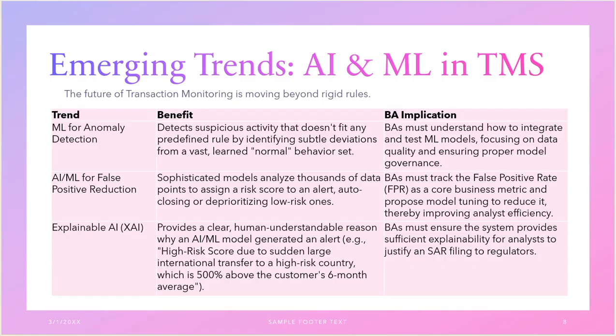So, explain the AI: how will the AI work? In that case, we will provide clear, human-understandable reasons why the AI generated an alert, such as high risk for due diligence, a sudden large international transfer to high-risk countries, which is more than 500% of the customer's usual behavior. We understand such patterns using AML techniques, and the BA must ensure the system provides significant explanatory analysis to justify or support the suspicious activity report filing to the regulator. So those are the AML techniques we use in anti-money laundering systems or transaction monitoring systems.